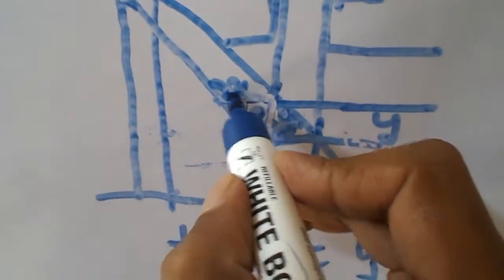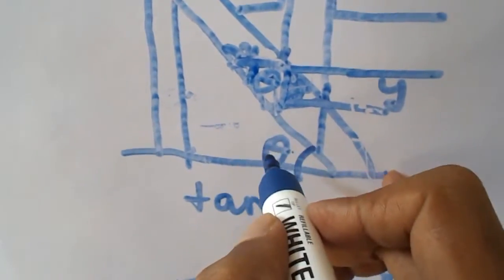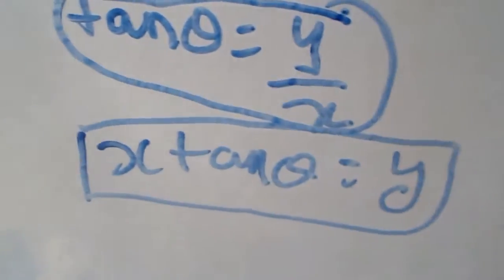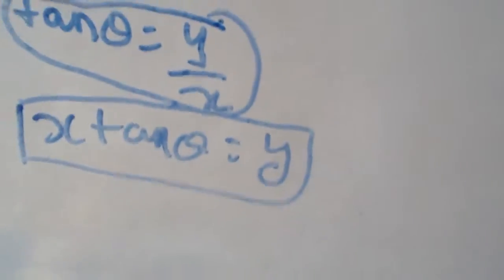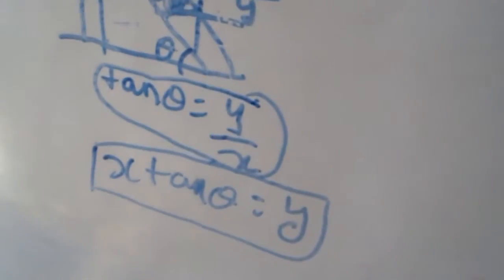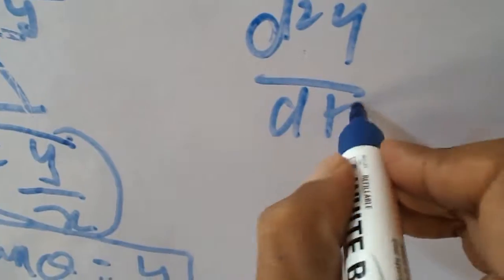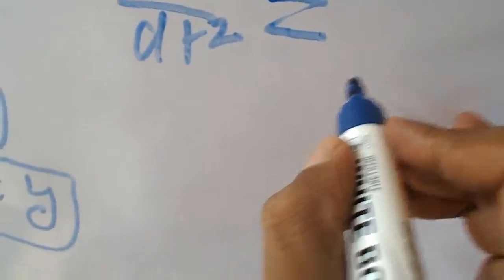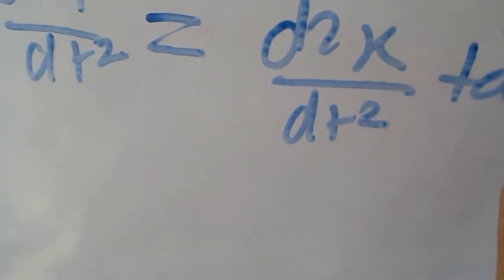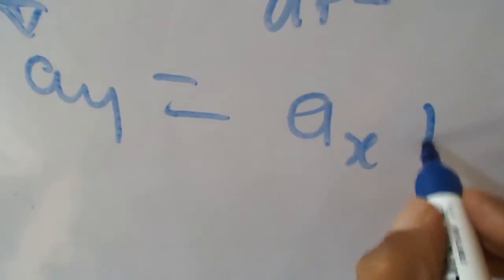If you look at it very carefully, this is x, this is y, and this angle is theta, then there should be a relation between them. Look carefully, this will become tan theta equal to y by x. So x tan theta is equal to y. So if you look, what is the acceleration? d²y/dt² should be equal to d²x/dt² times tan theta. So this is a_y, and this should be equal to a_x tan theta.